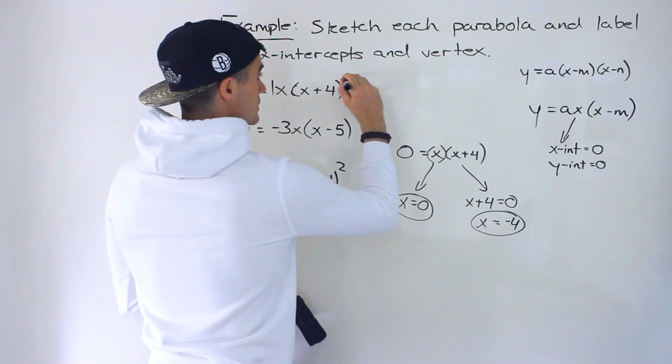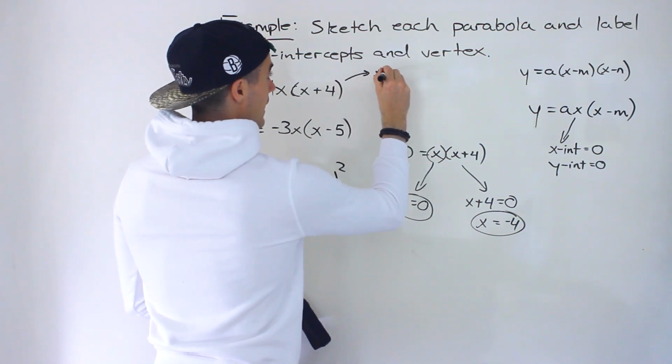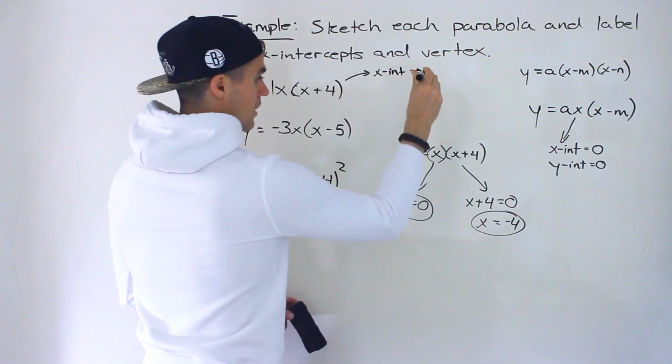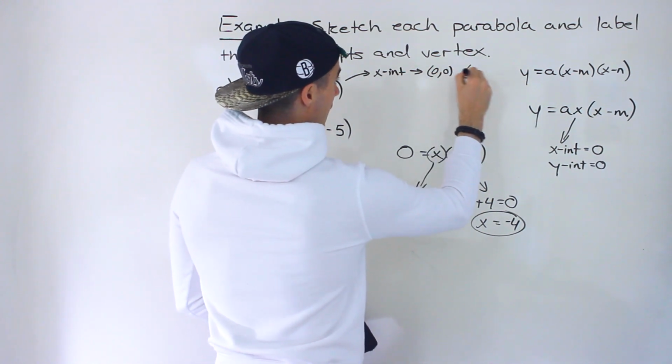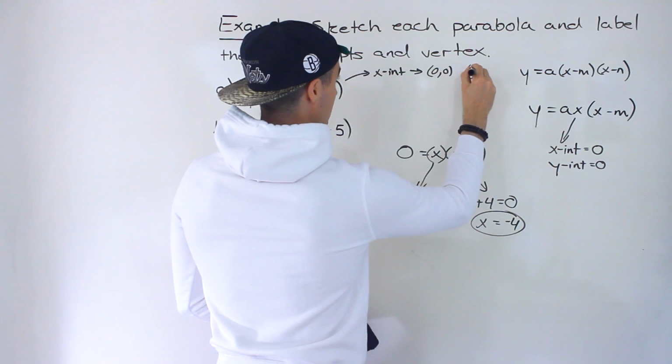So let's write out these characteristics here. So the x-intercepts are at 0 and 0 at the origin, and then at negative 4.